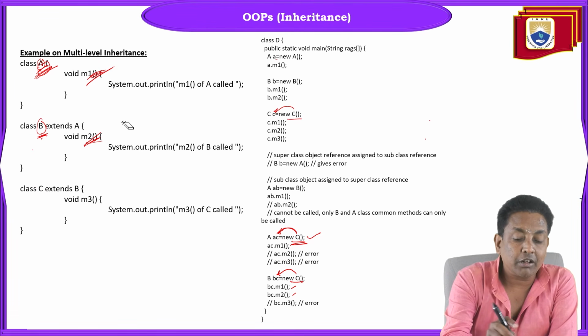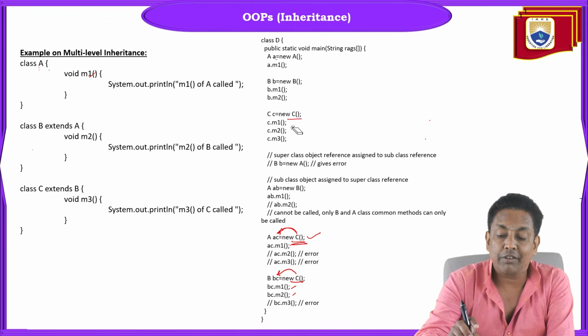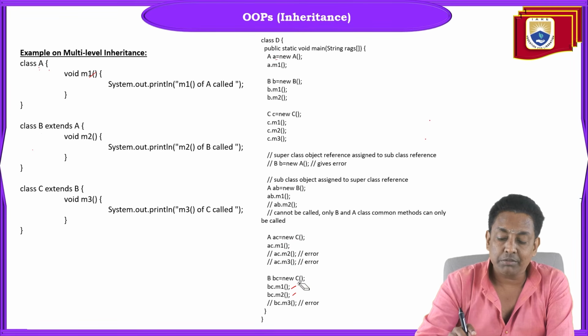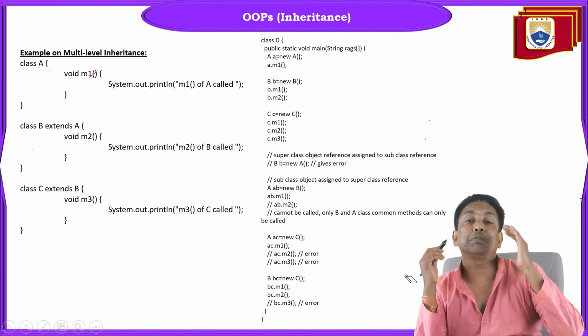So we need to learn this as a very important point in multi-level inheritance: which class object we are assigning to which class reference. Based on that, we have to determine which methods are accessible.